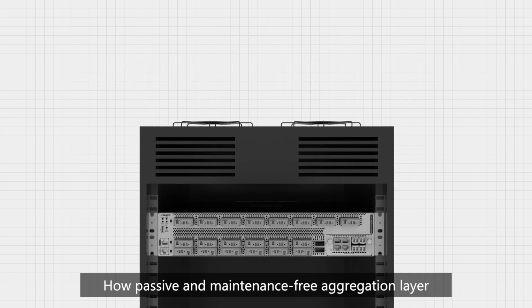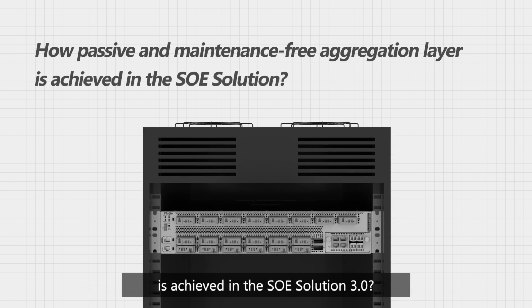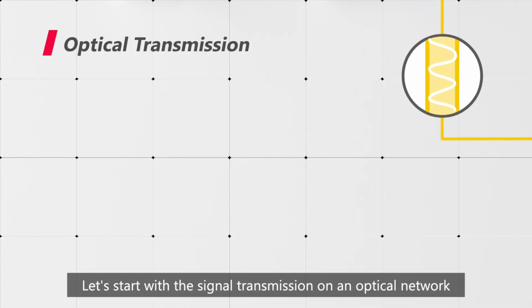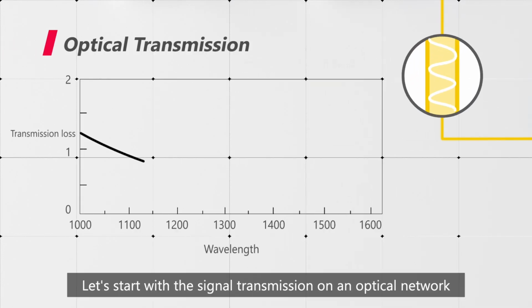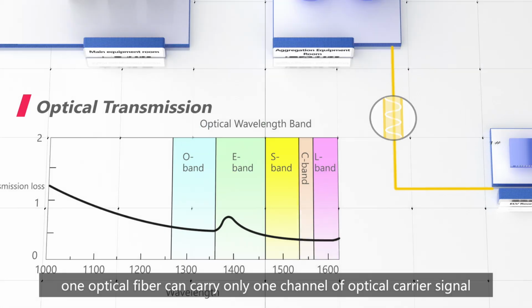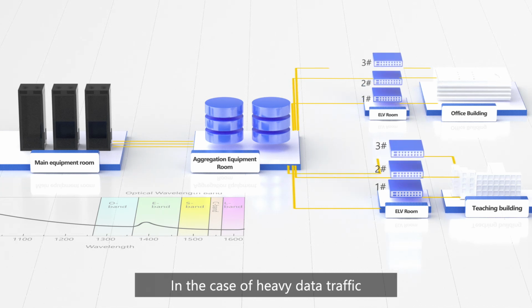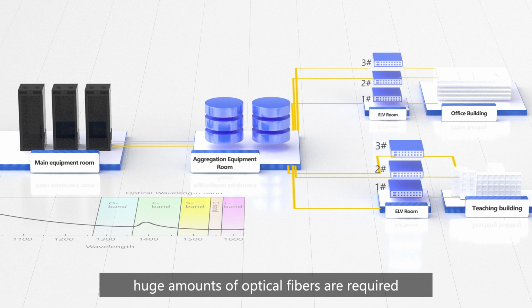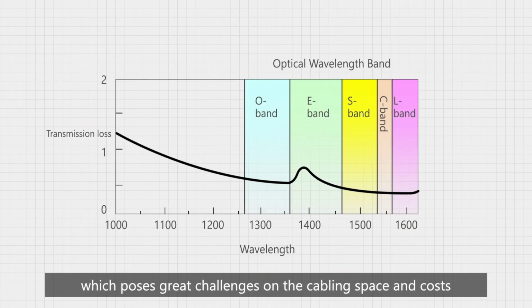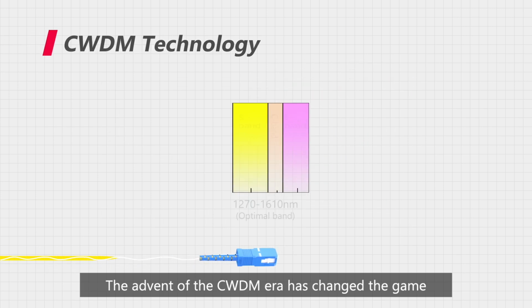How is a passive and maintenance-free aggregation layer achieved in the SOE Solution 3.0? Let's start with signal transmission on an optical network. In the traditional optical network, one optical fiber can carry only one channel of optical carrier signal. In the case of heavy data traffic, huge amounts of optical fibers are required, which poses great challenges on the cabling space and costs. The advent of the CWDM era has changed the game.